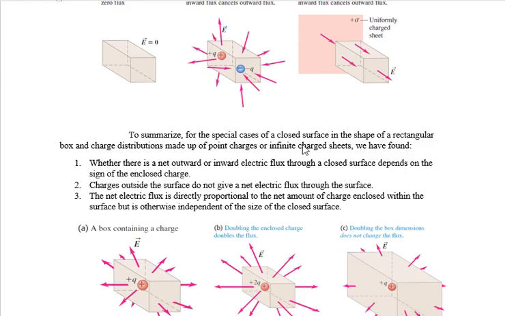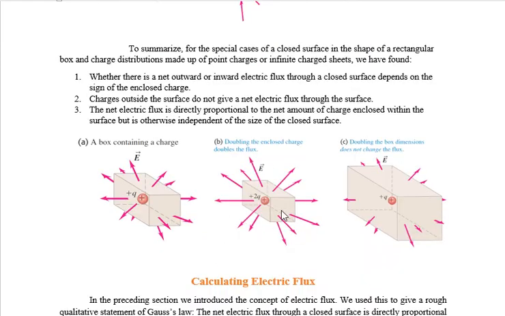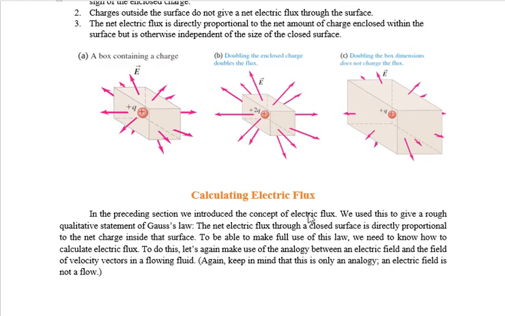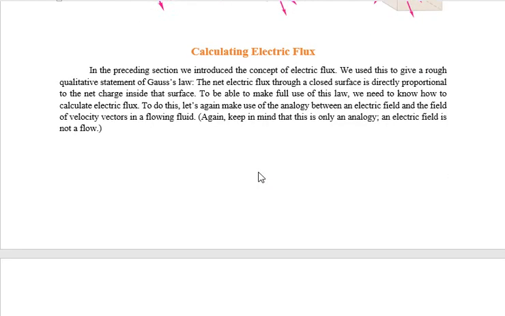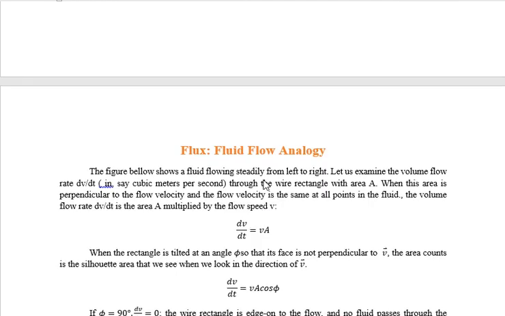So these are the summaries that I will discuss, okay? So just read that one. Okay? So, calculating electric flux. Dito tayo sa calculating electric flux. So how can we calculate electric flux?